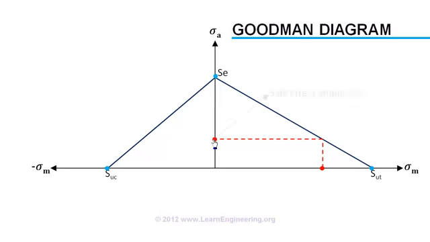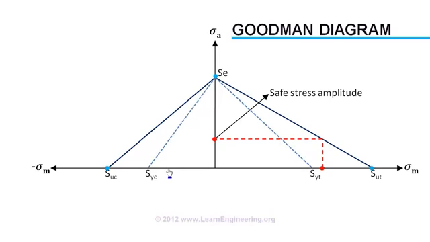Similar analysis can be done considering the safe limit of the amplitude 0 condition as the yield strength of the material. This is known as the Soderberg diagram. Generally, Goodman analysis is the most preferred one.